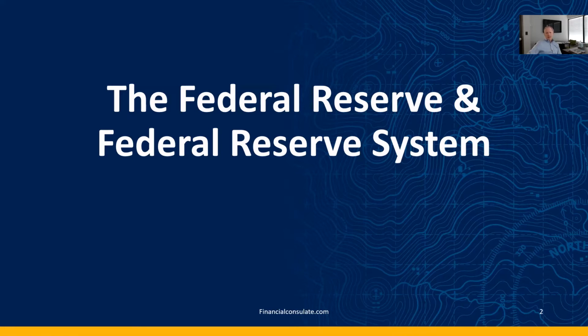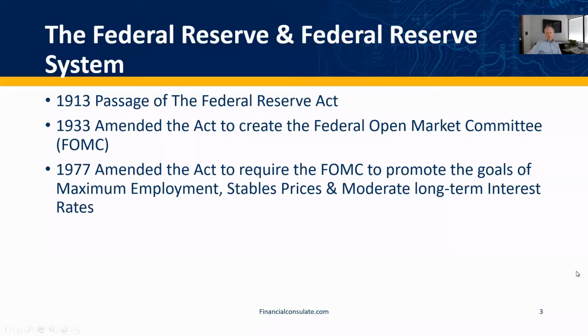So how did the Federal Reserve System come about? Well, in the 1907 panic, of which there have been many in the history of the country, but that one was significant enough that by the time 1913 came, the Federal Reserve Act was passed. So that act established the Federal Reserve and the Federal Reserve System, and it's been amended twice since then.